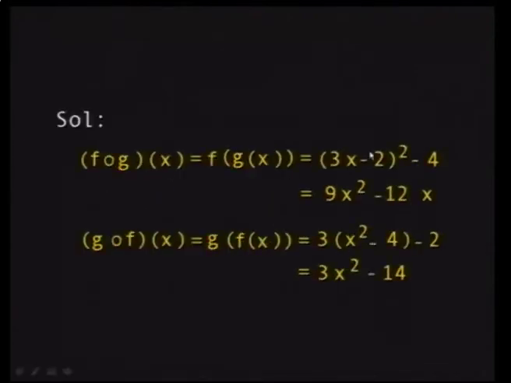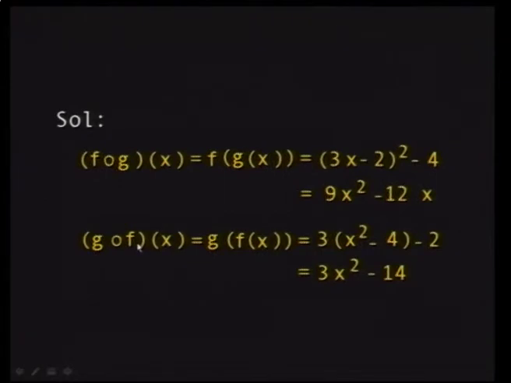f of x was x squared minus 4. So instead of x, you feed in g of x to obtain 9x squared minus 12x. Whereas if you want g of f of x, and actually the sequence is important, which operation you do first. If you do g first, this is called the inner function, and f the outer function. Here on the contrary, f is the inner and g is the outer function.